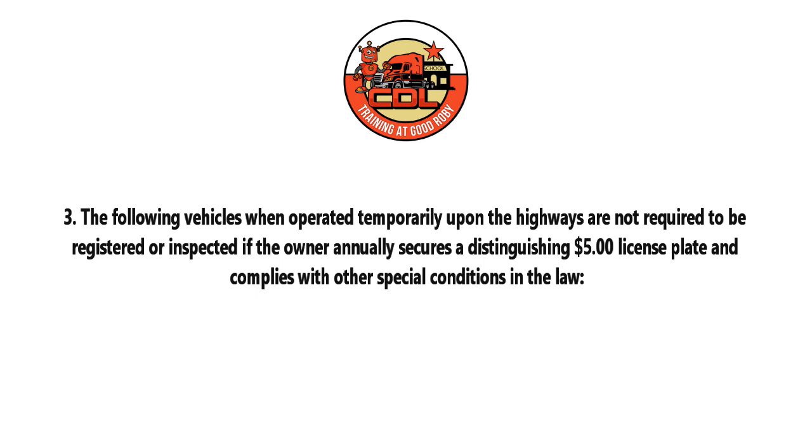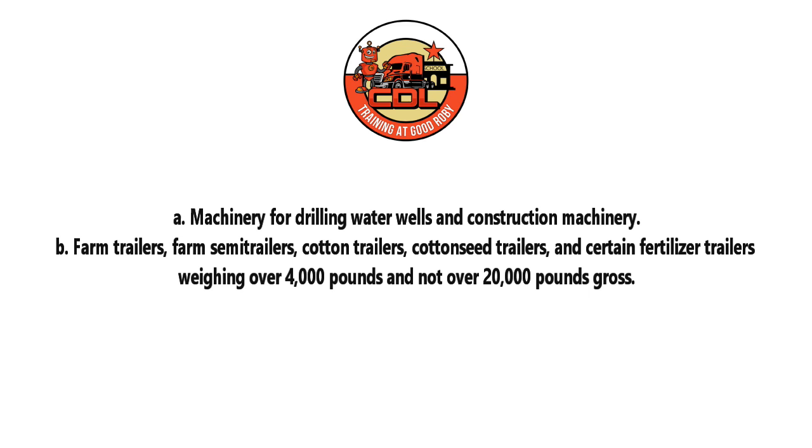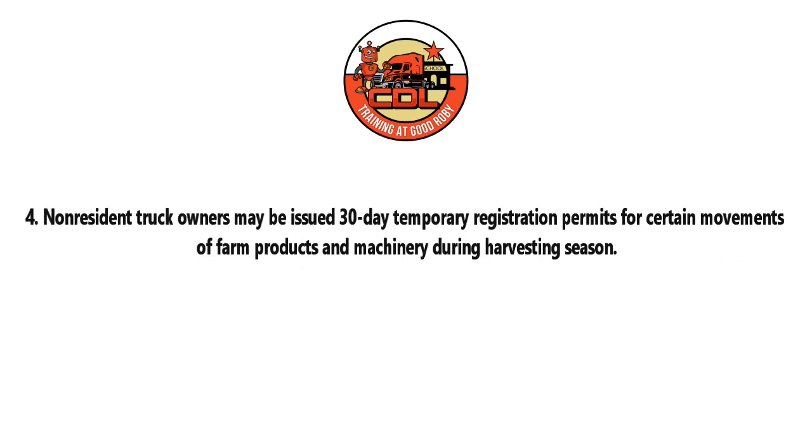3. The following vehicles when operated temporarily upon the highways are not required to be registered or inspected if the owner annually secures a distinguishing $5 license plate and complies with other special conditions in the law: A. Machinery for drilling water wells and construction machinery. B. Farm trailers, farm semi-trailers, cotton trailers, cottonseed trailers, and certain fertilizer trailers weighing over 4,000 pounds and not over 20,000 pounds gross. 4. Non-resident truck owners may be issued 30-day temporary registration permits for certain movements of farm products and machinery during harvesting season.